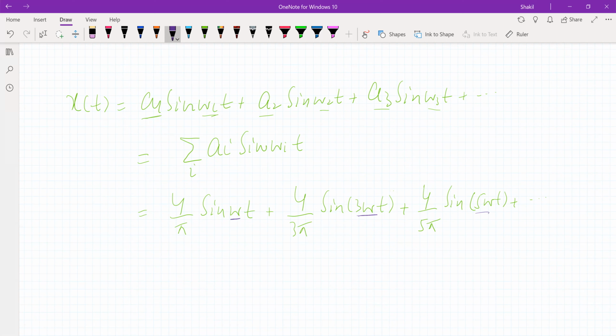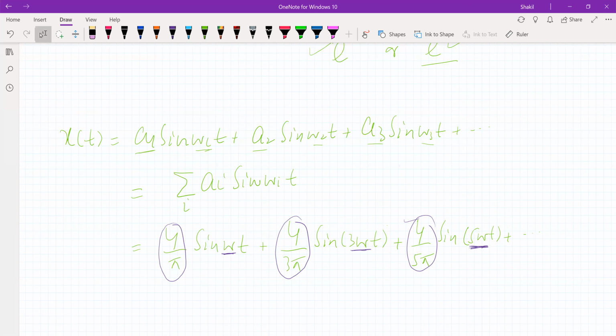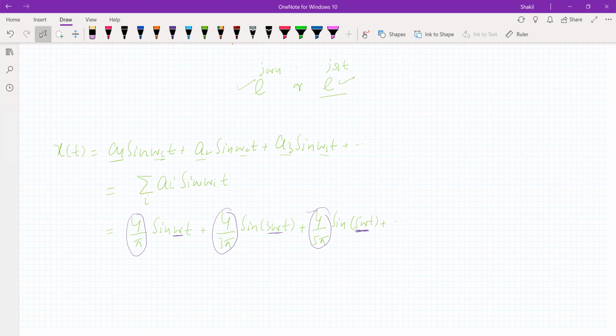So our goal is not to determine omega, our goal is to determine what this quotient is. In other words, how much content of omega is contained in that x of t. In the same way, how much content of 3 omega is contained in that signal, and how much content of 5 omega. That's why our goal is to determine the coefficients. How much is the coefficient means how much of that frequency, of that sinusoid, is contained in the signal. So our goal in Fourier analysis is to determine these coefficients.